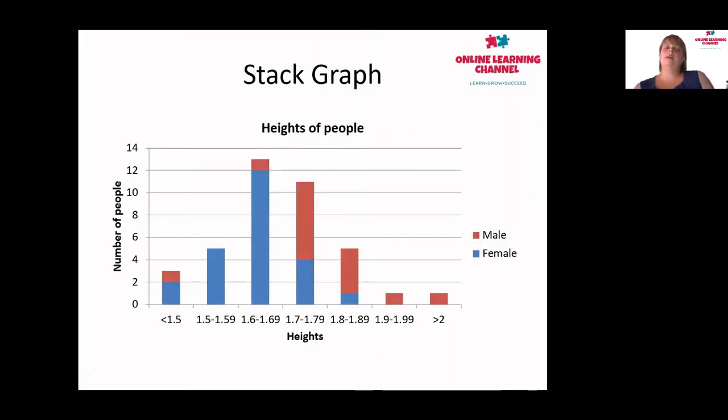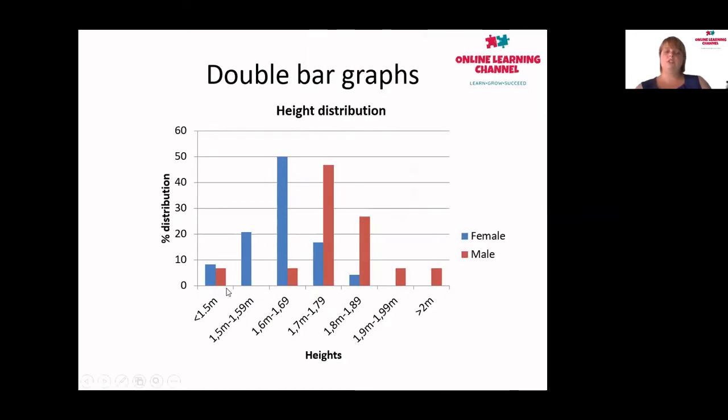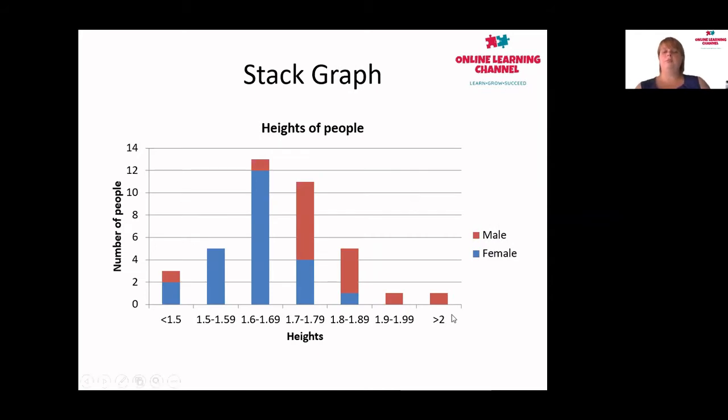Next is a stacked graph. A stacked graph is where you take these bars and just add the bars on top of each other to get a graph that represents both of the whole sample group that you did, the data you used.